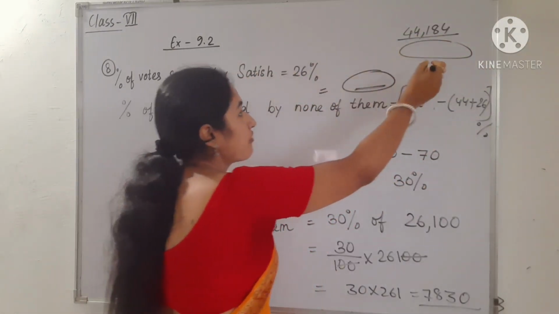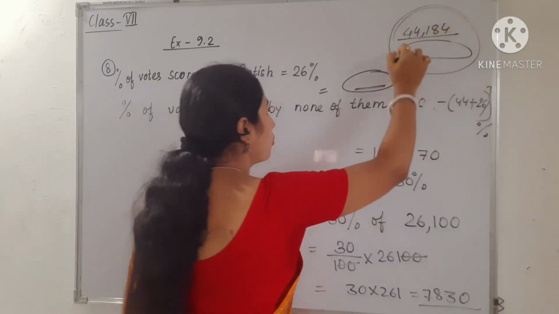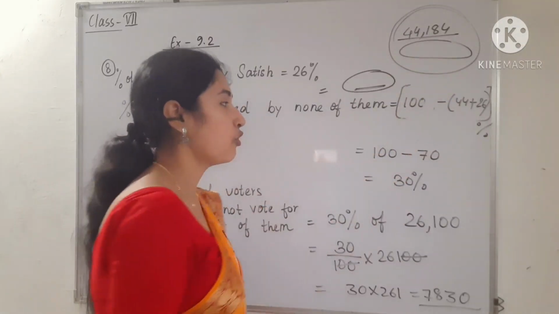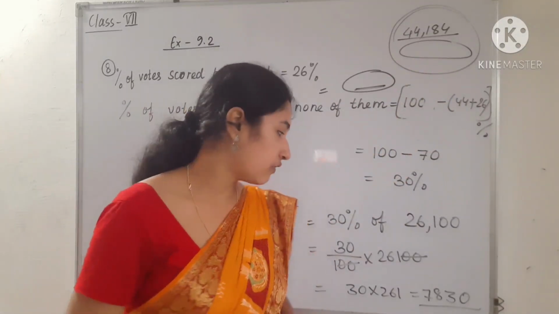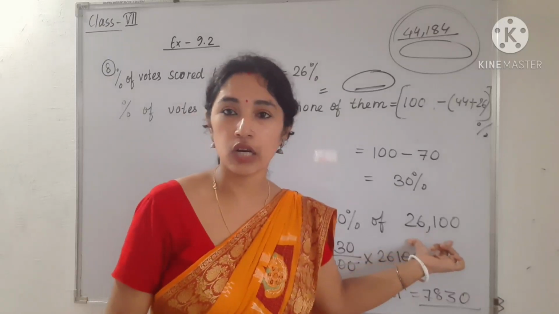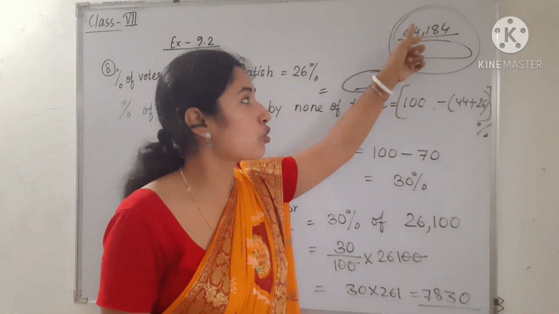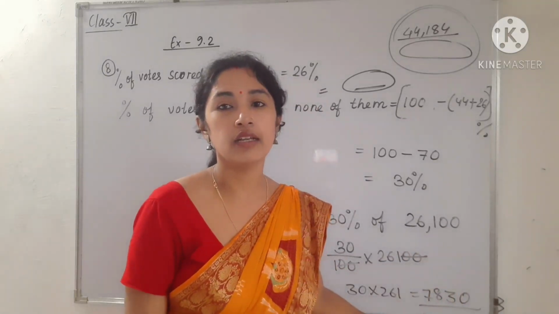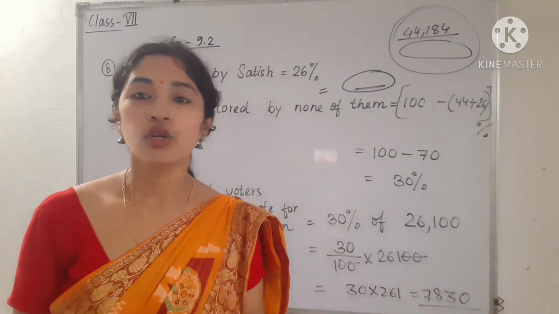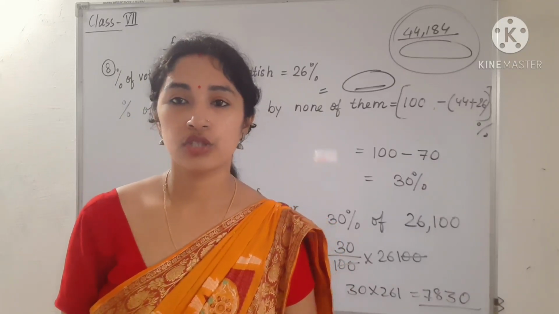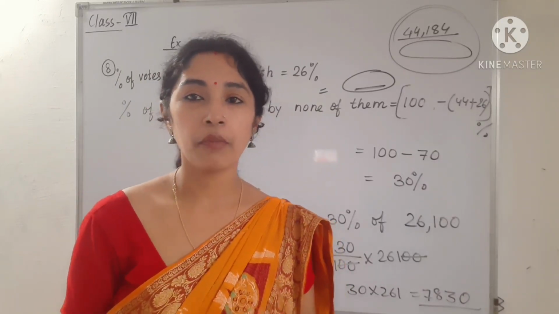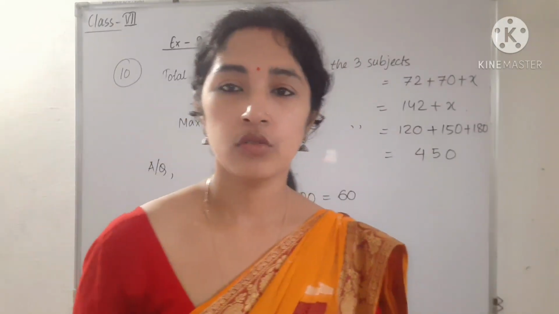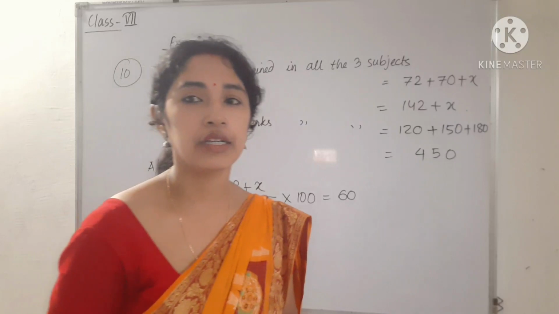Satish. Okay, so after adding these two numbers of votes, just subtract this number of votes from the total votes. So already we know the total votes is what? 26,100. So if we subtract this total number from 26,100, then also we will get 7830. So there are two ways of doing this question. Okay, so you can do it using either method. Okay. So students, the next question is question number 10.